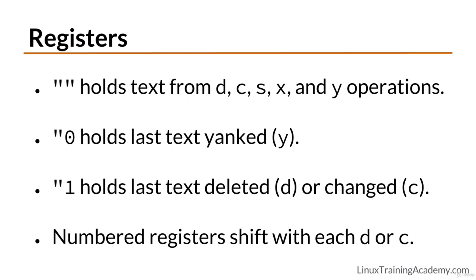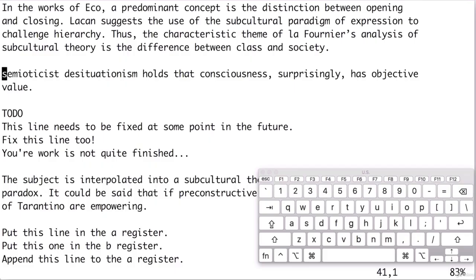In any case, register 0 contains the text from the most recent yank operation, and register 1 contains the most recent text from a delete or change operation. With each successive deletion or change, Vim shifts the previous contents of register 1 into register 2, into register 3, and so forth, losing the previous contents of register 9. It falls off the end, if you will. Let's put this into action.